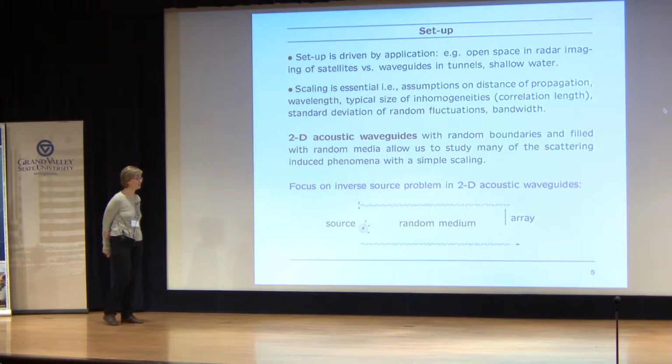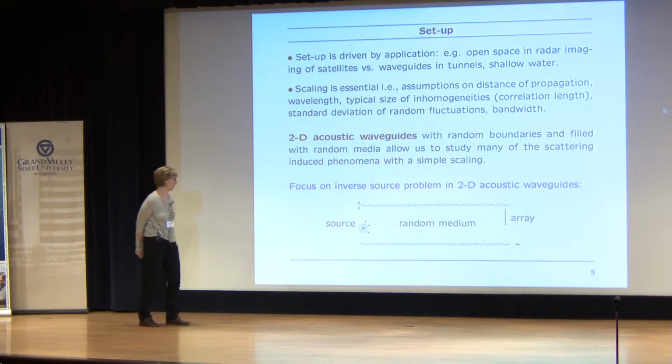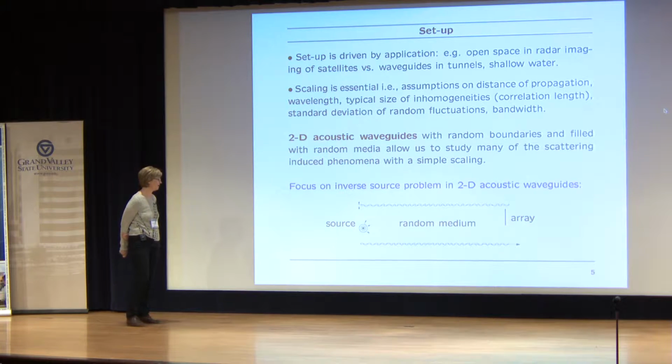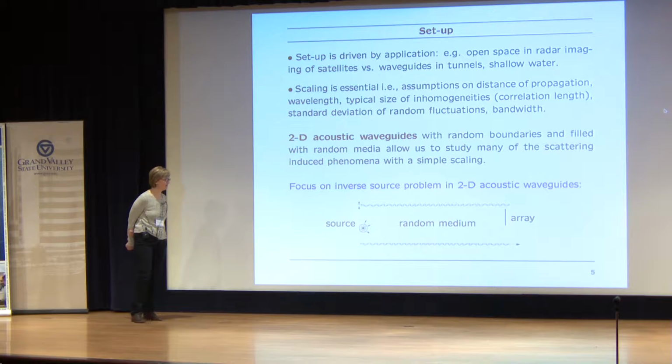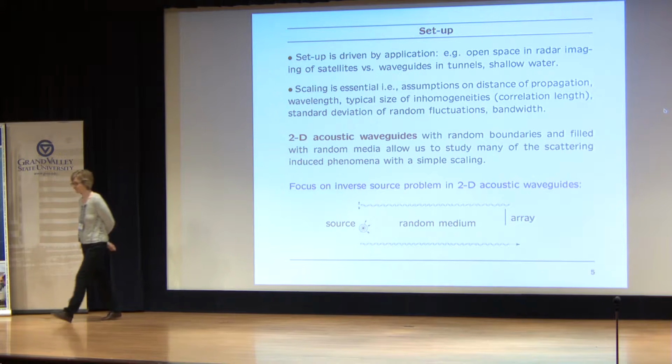So I'm going to look at the simplest problem that one can see in waveguides, which is an inverse source problem. So we will look at what it takes to locate a source in a random waveguide. And I'm going to look at the problem in 2 dimensions. Actually, going from 2 dimensions to 3 dimensions adds some effects, and I will say something about that at the end. Okay, so that's the problem that I want to talk about.